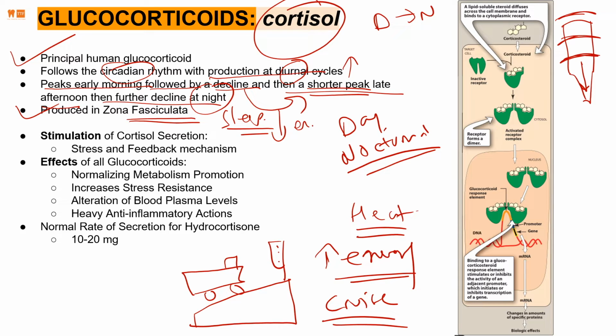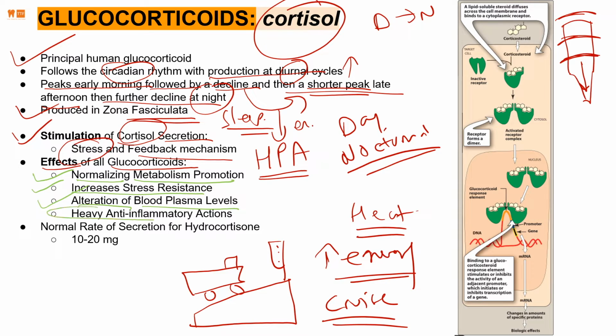We went through that last slide. Stimulation of cortisol secretion is done by stress and feedback mechanism. We looked at that as well, how the hypothalamus-pituitary-adrenal gland axis deals with this entire scenario of stimulation of cortisol from the fasciculata. The effects of all glucocorticoids, basic. Now I'm talking very, very generic. Normalizing metabolism promotion, great. Increases stress resistance, sure. Alteration of blood plasma, of course, because we're metabolizing sugar and fats and muscles and so on and so forth.